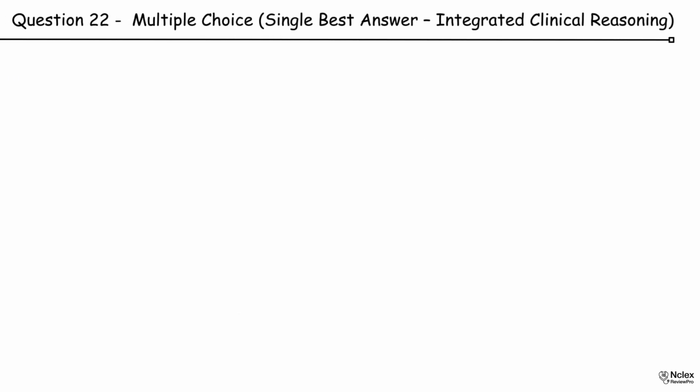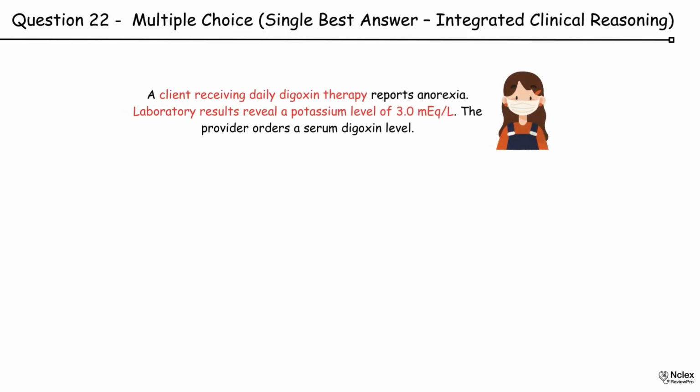Question 22. This is a multiple choice question focused on digoxin safety and toxicity risk. A client receiving daily digoxin therapy reports anorexia. Laboratory results reveal a potassium level of 3.0 milliequivalents per liter. The provider orders a serum digoxin level. Which result would require immediate nursing intervention?